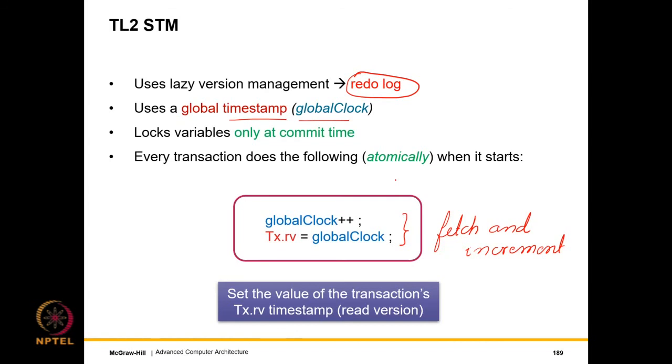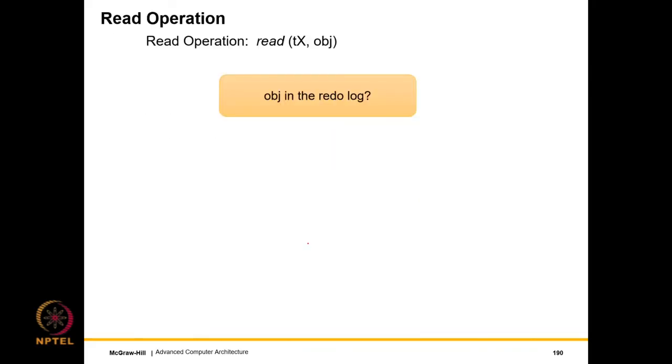The key point is it increments the global clock, and every transaction has a read version, tx.rv, a read timestamp. So the read timestamp is set to the value of the incremented global clock. And since they are happening atomically, both of them together as a transaction. So of course, this is not a transaction in a transaction sense, but this is implemented using atomic instructions that we studied when we were discussing coherence. These operations can be done. And then the global clock is stored in the field tx.rv, read version.